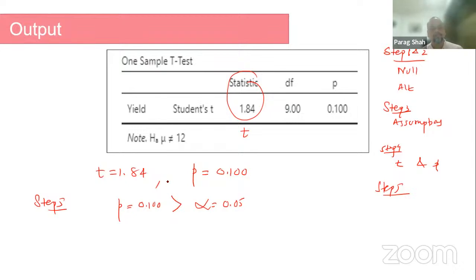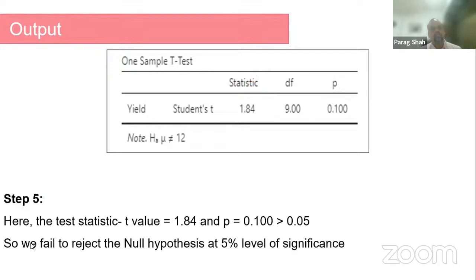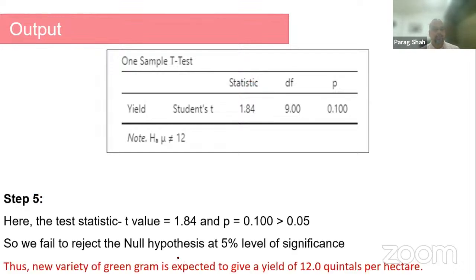Greater means what? Go back again. Greater means we fail to reject the null hypothesis. Fail to reject means we accept. What was your null hypothesis? Mu equal to 12. What was your alternative? Mu not equal to 12. So we accept the null hypothesis. That means mu equal to 12. So the new variety of green gram is expected to give a yield of 12 quintals per hectare.